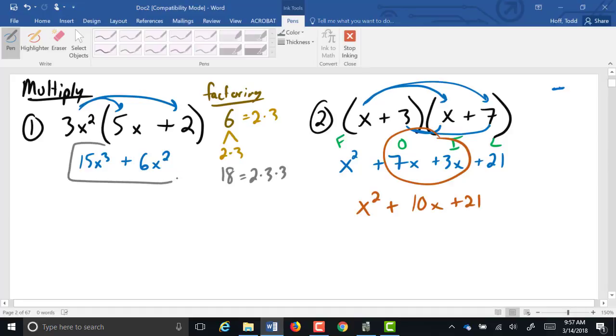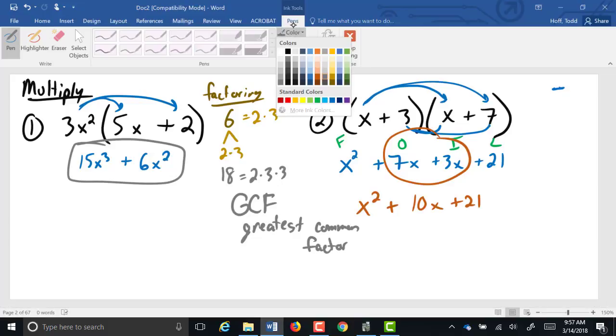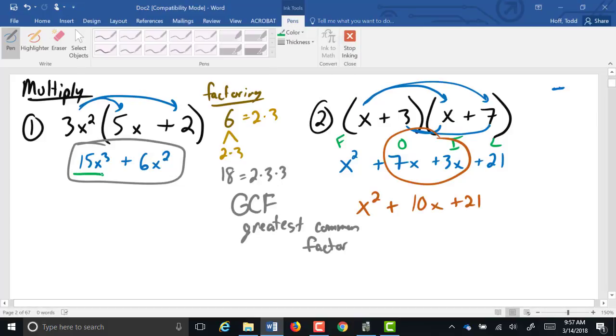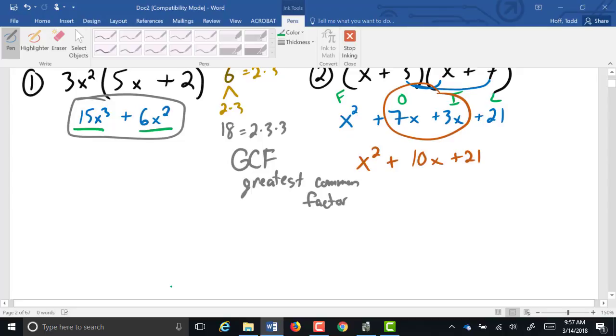So for this one here, the first method we usually look at is called the GCF method. GCF, of course, stands for greatest common factor. What that means is we look at the digits in the number. Here we have 15x to the third and 6x squared, and we find the greatest common factor of those digits.